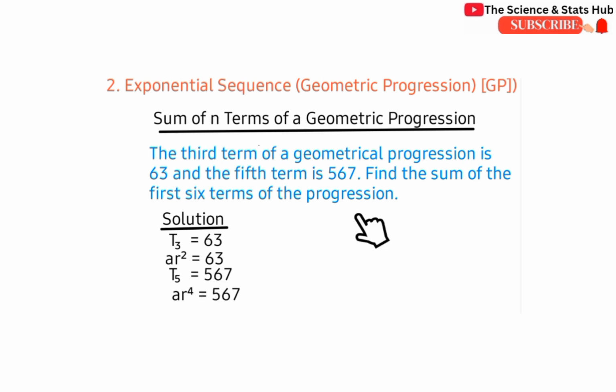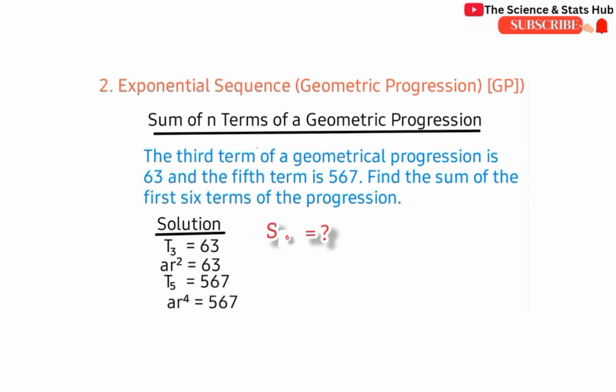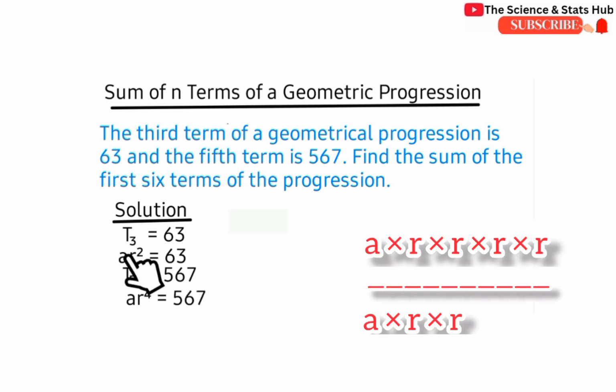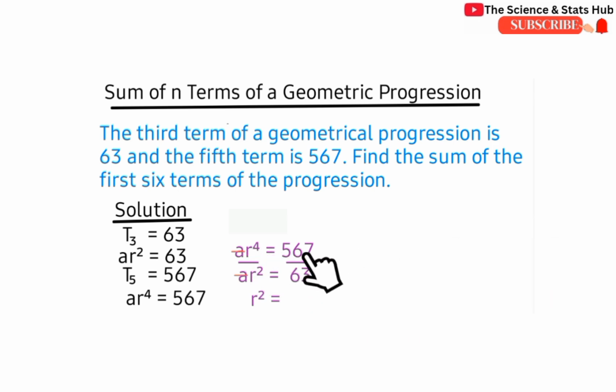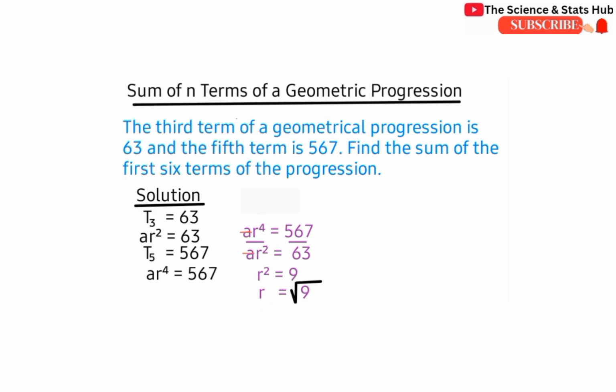We are asked to find the sum of the first six terms. Let's divide this by this. A here eliminates this A. So the R to the power 2 here eliminates R to the power 2 here. At the numerator, we are left with R squared. 567 divided by 63. R will be equal to the square root of 9. Let's find the value of A from this point. A multiplied by R squared, R value is 3 squared, equals 63. 3 squared is 9. 9 multiplied by A, 9A equals 63. A will be 63 divided by 9, 7.